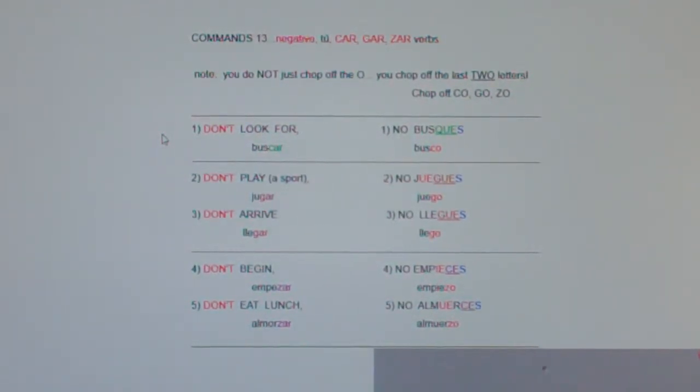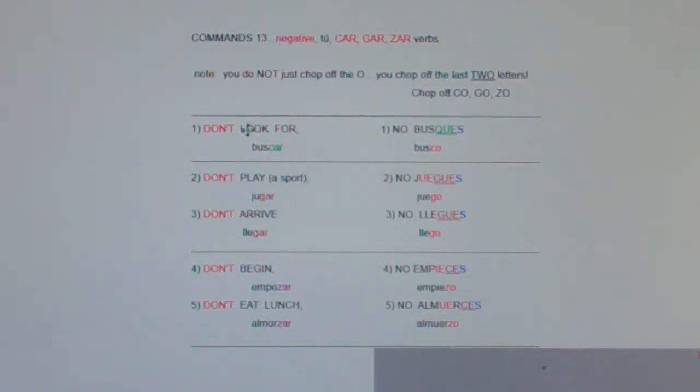Number one, don't look for, no busques. Don't look for, no busques. Number two, don't play, no juegues. Don't play, no juegues. Number three, don't arrive, no llegues. Don't arrive, no llegues. Number four, don't begin, no empieces. Don't begin, no empieces. And finally, number five, don't eat lunch, no almuerces. Don't eat lunch, no almuerces.